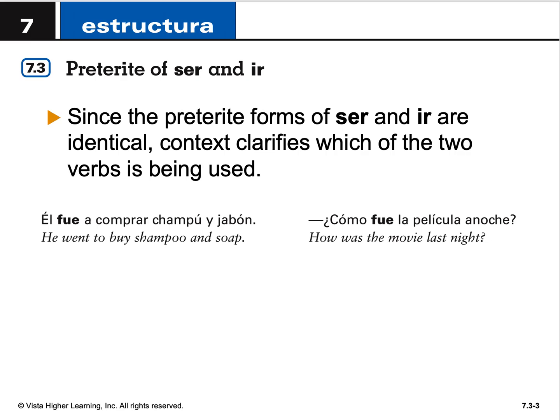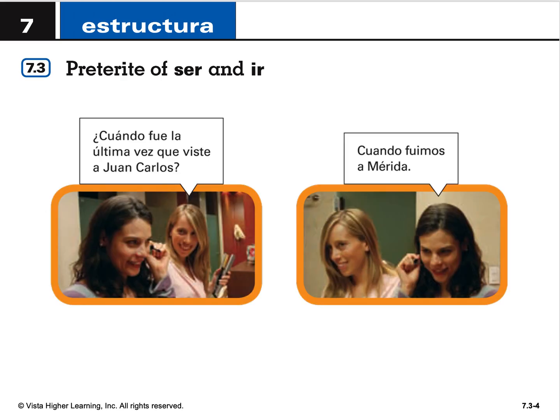If I say, ¿Cómo fue la película anoche? How was the movie last night? It doesn't make sense to say how went the movie last night. Went doesn't really fit there. It would be a was. So when you see those irregular forms of the verbs, take a minute to look at the sentence as a whole and then come back to what makes the most sense.